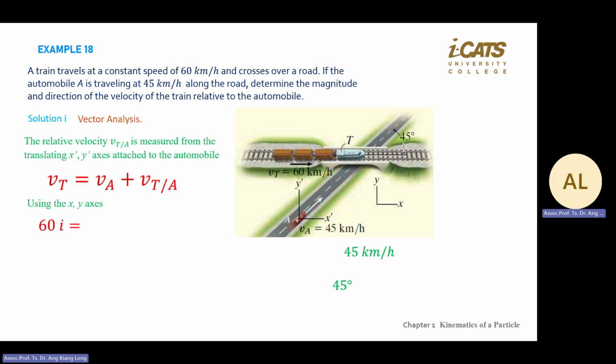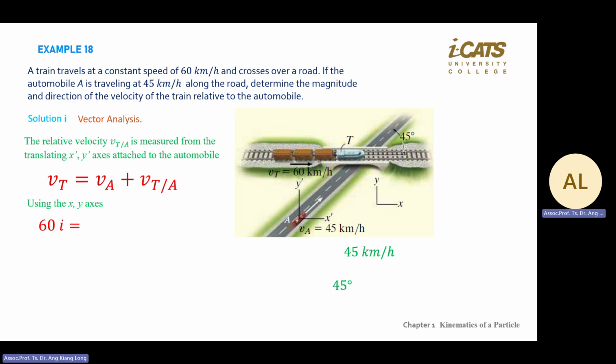You know the angle, right? So how to get VA x? What is VA? So VA, this one, got VAx plus VAy j, right? Because this is in this direction.